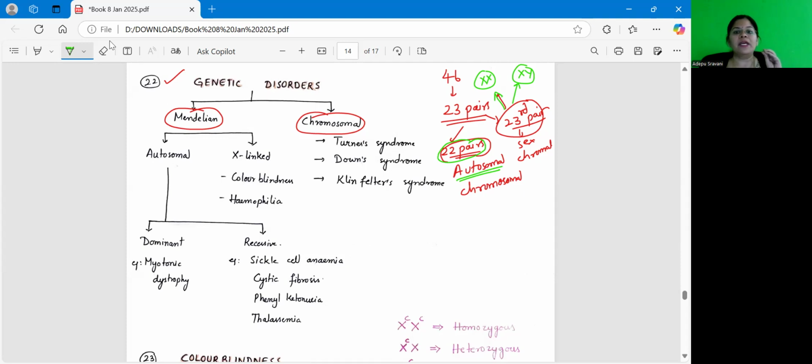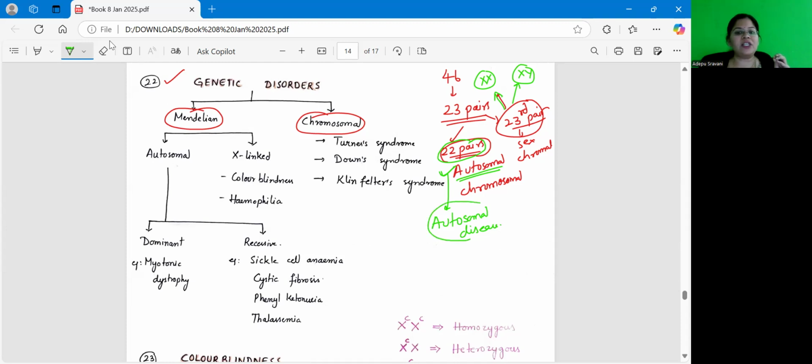So the first 22 pairs, we call autosomal chromosomes, and the last 23rd pair, we call sex chromosomes. Now, if any mutation, any defect is seen in autosomal chromosomes, we call them autosomal diseases. Simple. What do you mean by autosomal diseases? If any defect is seen in the autosomal chromosomes, that is the first 22 pairs, that is 44 chromosomes. Defect means what? Mutation. Just now we have read mutation. Loss or gain or insertion or deletion, all those things will cause your mutations.